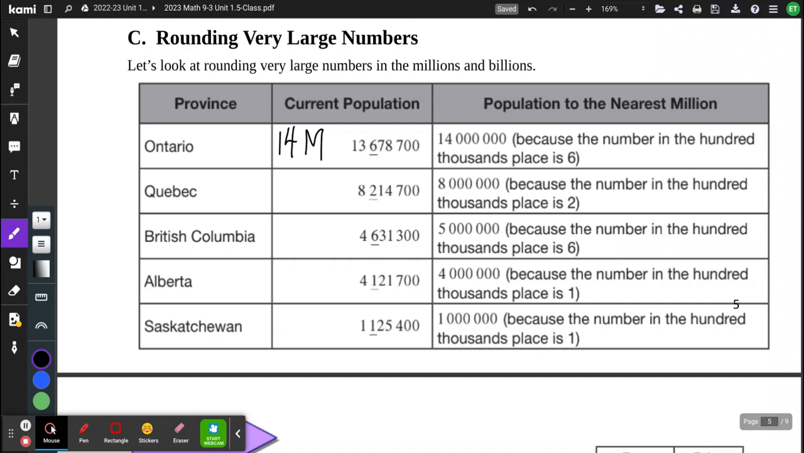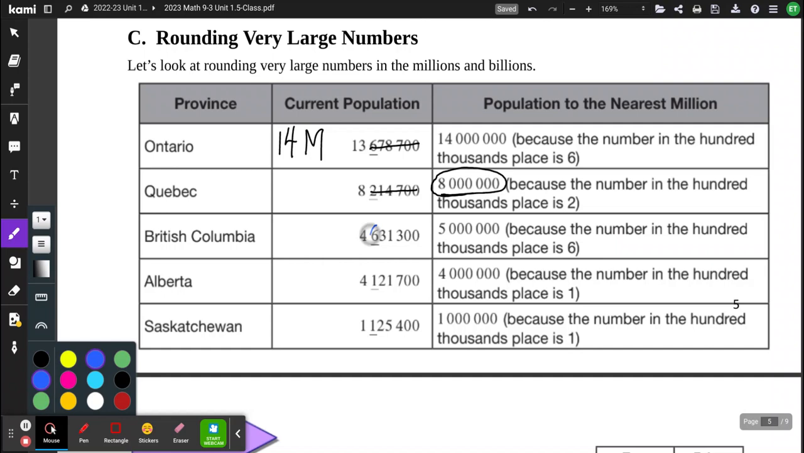Same with the next one. We have the number 8,214,700. If they're rounding to the nearest million, again, nearest million, you're looking at the next number, the 2. The 2 doesn't make it do anything. So it's going to round down. All these numbers after, like we know, we cross them out, they all turn to zeros. So all those numbers we would cross out.